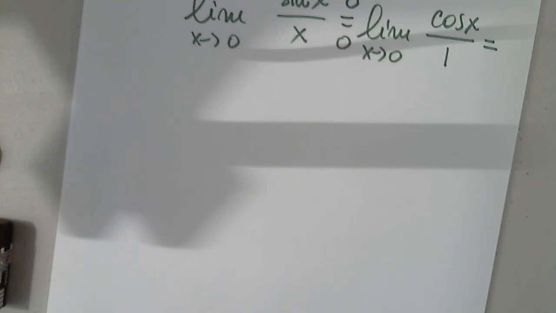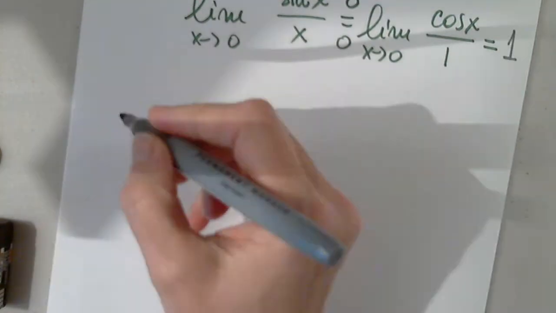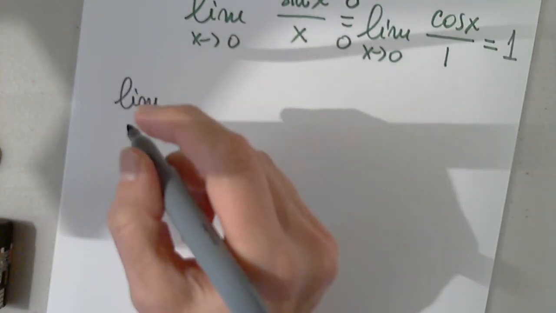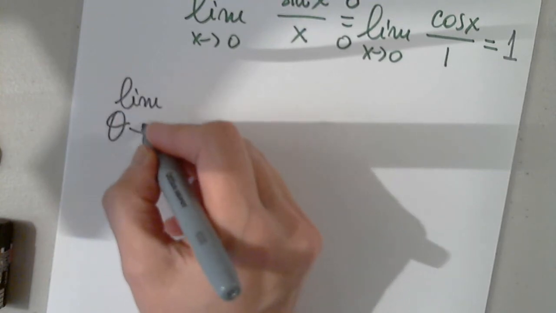Is it 1? Very good, because cosine 0 is 1. And that's our proof. Okay, let's look at another limit as theta approaches 0. Any questions?